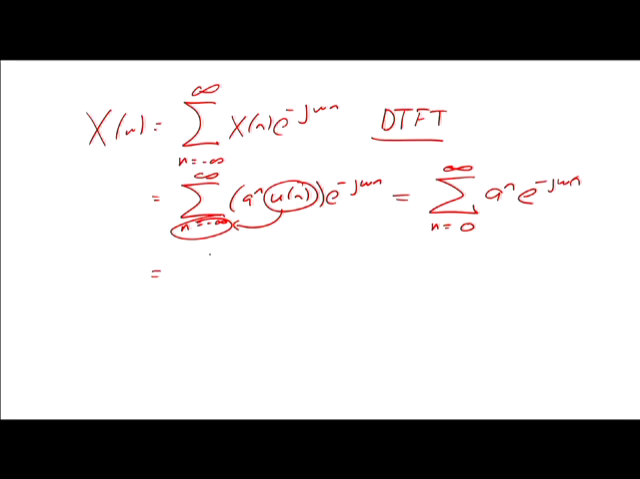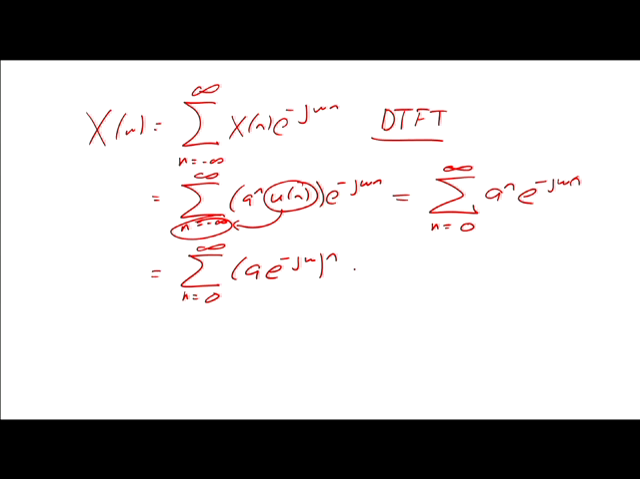Kind of. I'm going to group them together, right? Yep, exactly. So what I'm going to do is group these together, e to the minus j omega to the power of n. Now I'm going to try and use a geometric series on this.